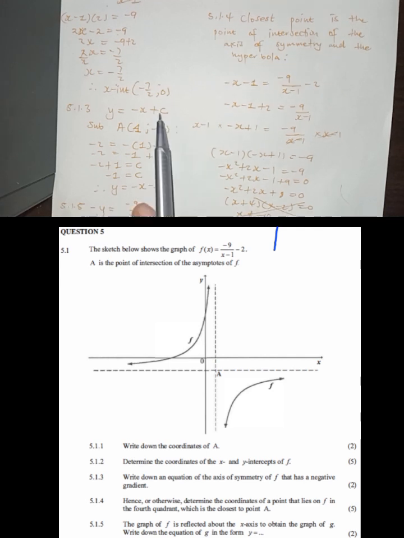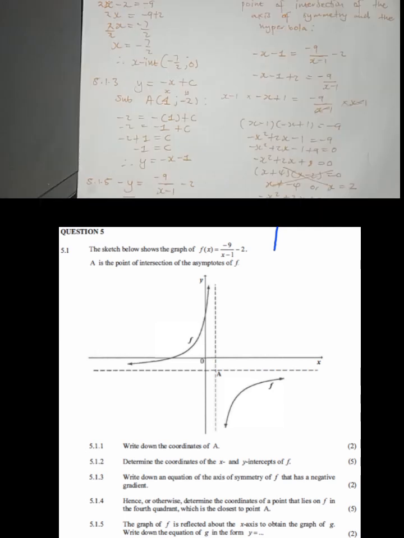So here, to find the equation of that line, remember, since it passes through the point of intersection of the asymptotes of the hyperbolic function, which is A (1, -2), you're going to sub that point in to find the equation of the line. So here the only unknown that you need to find is c. So you sub the point A (1, -2).